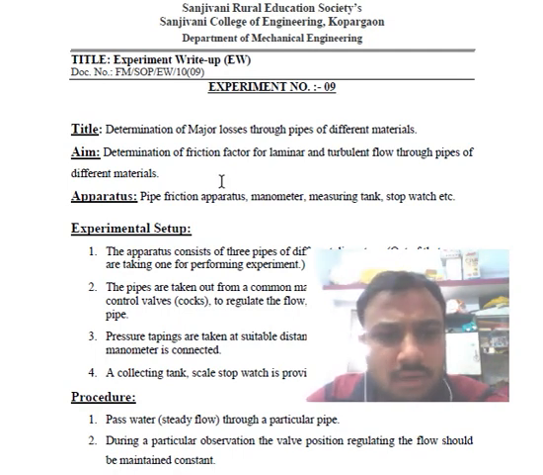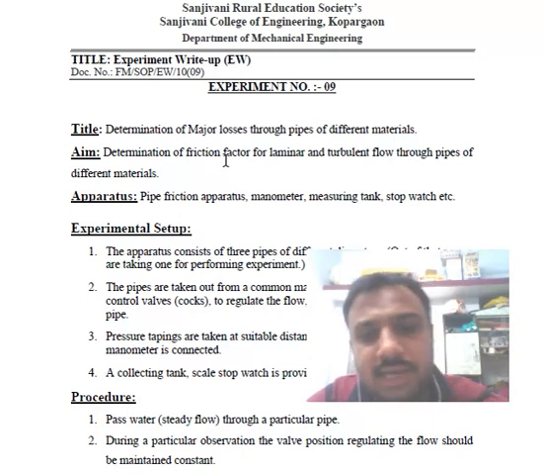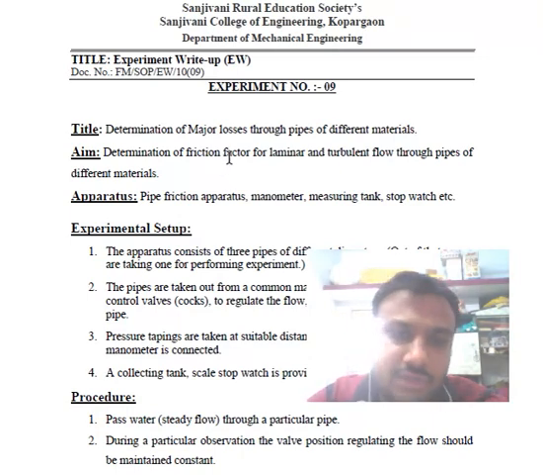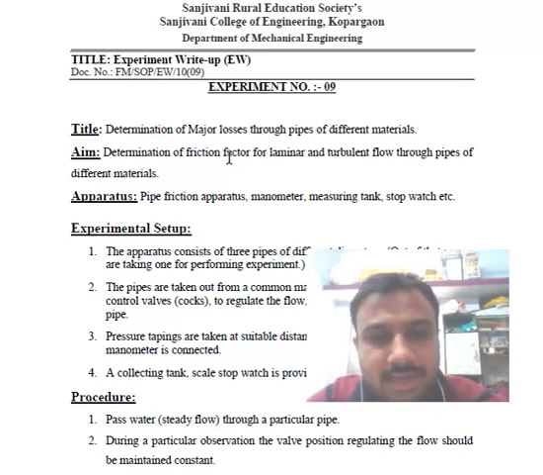You can go through this in theory. In theory this derivation is also given, that is Darcy's equation, and today we are going to apply the same equation to find out the friction factor for losses in pipes. Today I will explain the experimental setup, the experimental diagram, next the procedure and the observation table, and the calculation part you can do yourself. So let us begin.